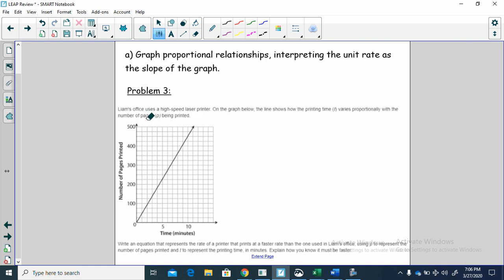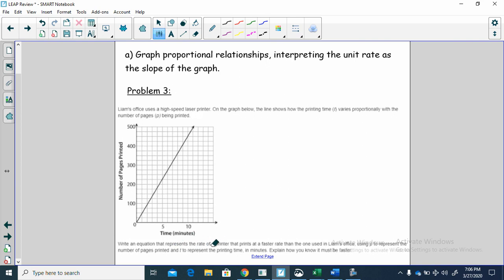If we look at this, this says Liam's office uses a high-speed laser printer. On the graph below, the line shows how the printing time varies proportionally with the number of pages being printed. See how it starts at 0 and it moves up. On the y-axis, we have the number of pages printed. On the x-axis, we have the time. Always read your axes first to figure out what you're talking about.